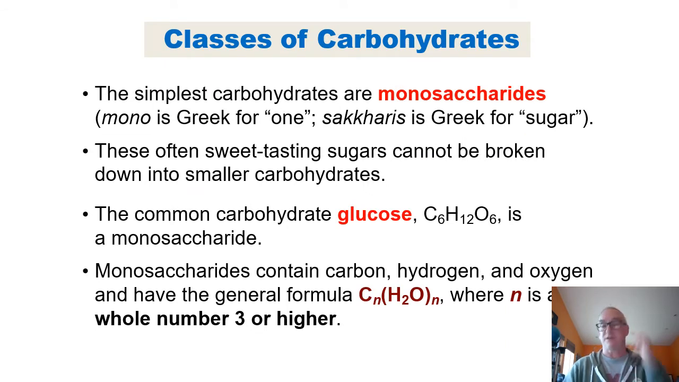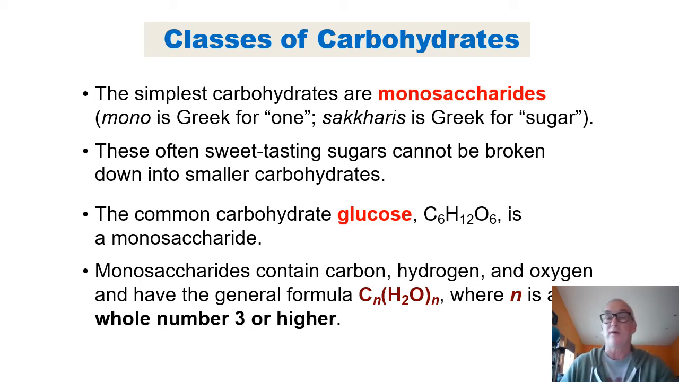So the simplest carbohydrate, as I mentioned, is the monosaccharide. Mono is one, and saccharide, I guess that's how it might be pronounced, is Greek for sugar. So it just means one sugar. They're fairly sweet. Glucose is a fairly sweet sugar. They can't be broken down any further. That's the simplest unit of carbohydrate we can find. And the most common one, glucose, is the most common monosaccharide.